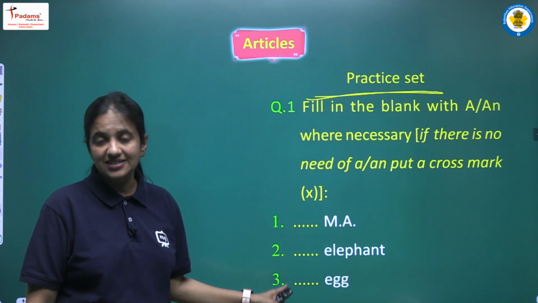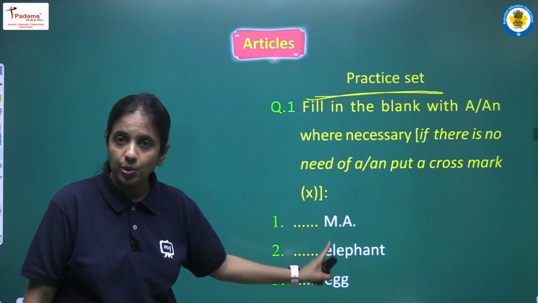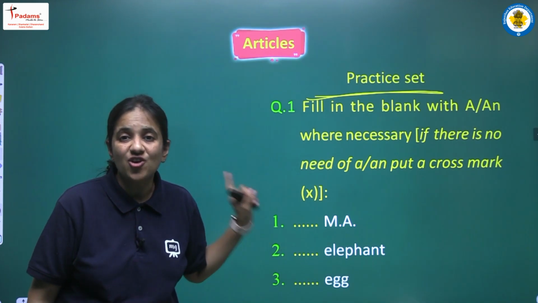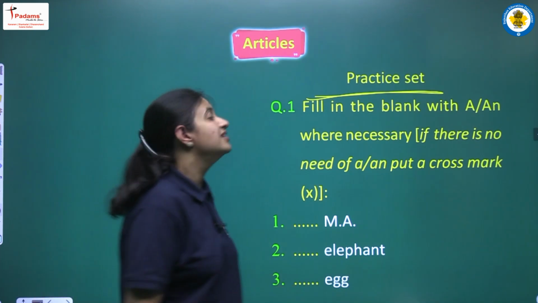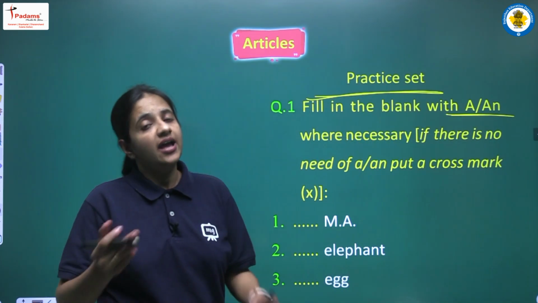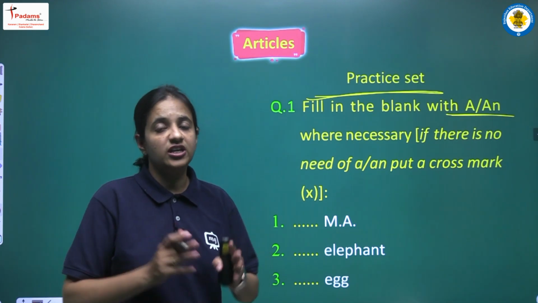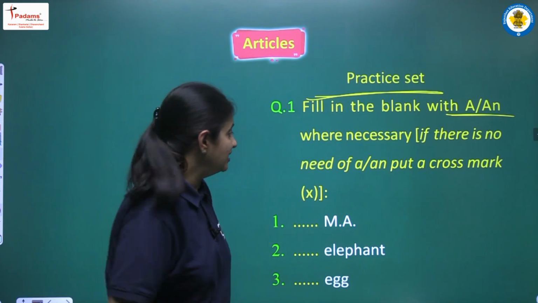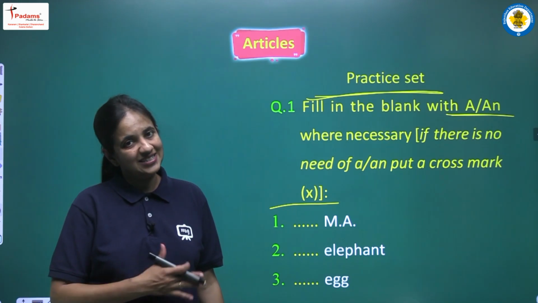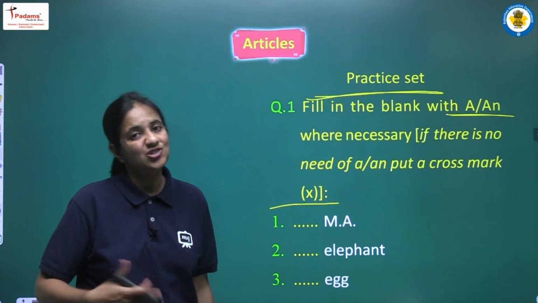I am very confident that you are ready with your answers. Here we have some words. We have to see the pronunciation, and then accordingly use the articles. We have to use A or AN where necessary, and if there is no need to use any article, then we can put a cross mark. So now let's start. Let's fill all the blanks together.